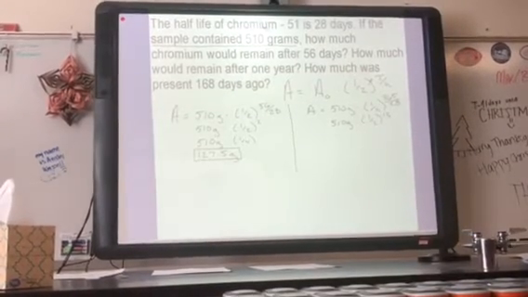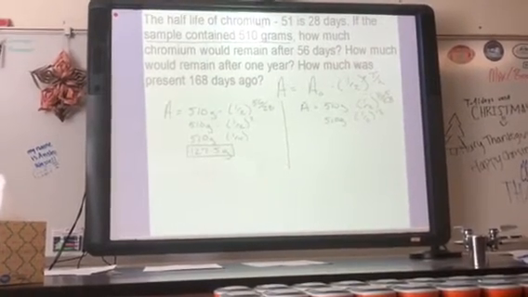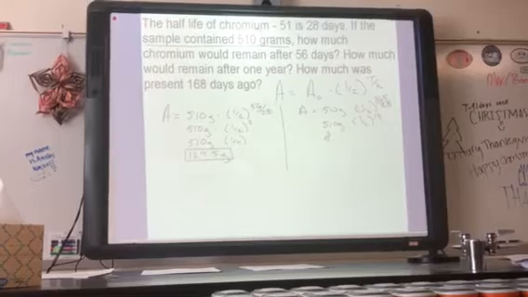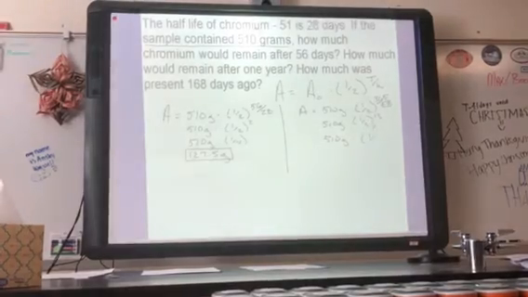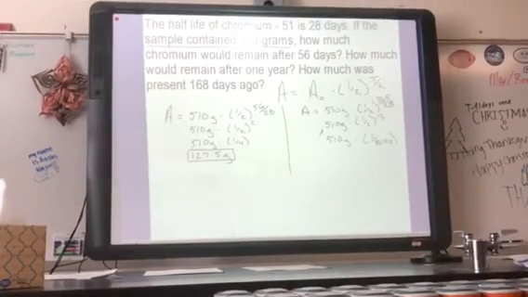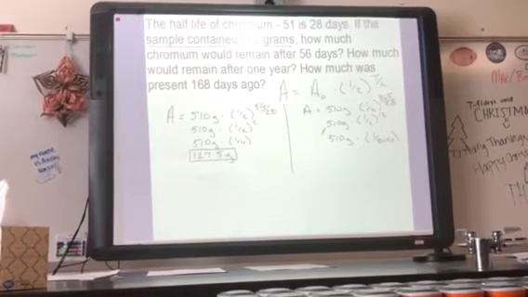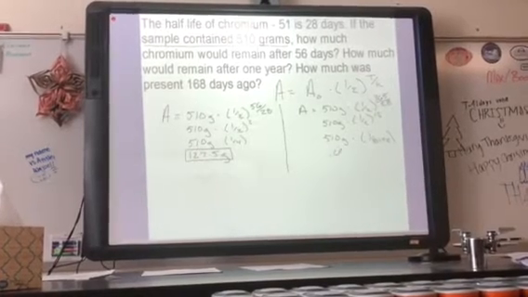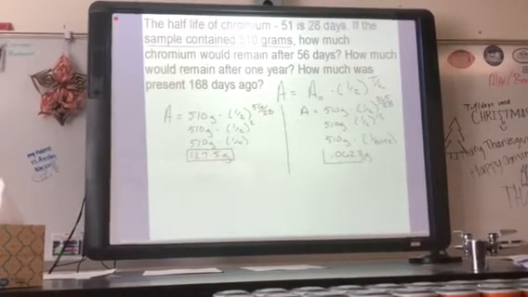We can raise 1/2 to the 13th power by doing 2 to the 13th, which is 8,192, so it'd be 510 grams times 1/8,192. So 1 divided by 8,192 times 510, it looks like we would have 0.0623 grams if we rounded that off. 0.0623 grams is equal to A. That's how much would remain after a year.